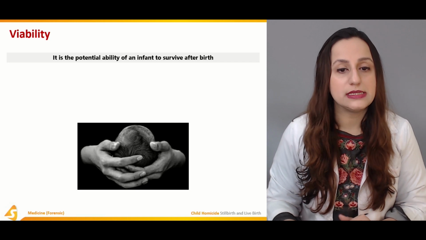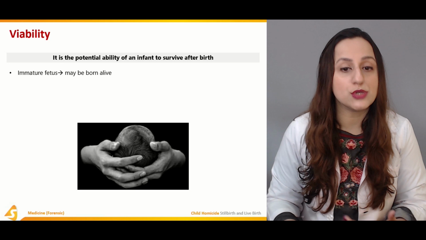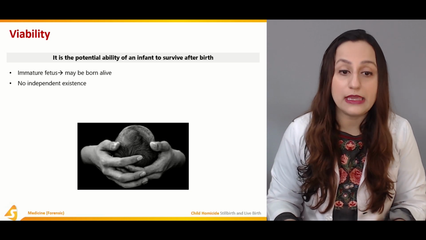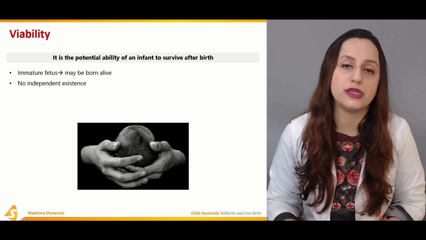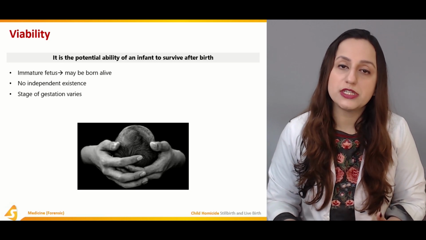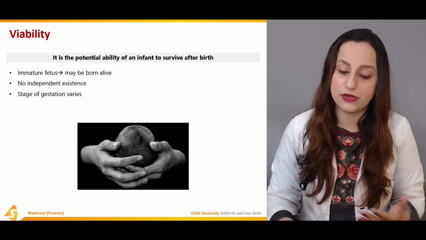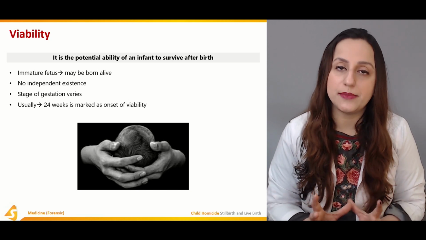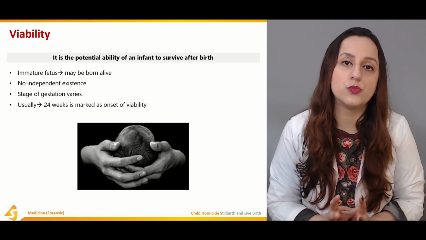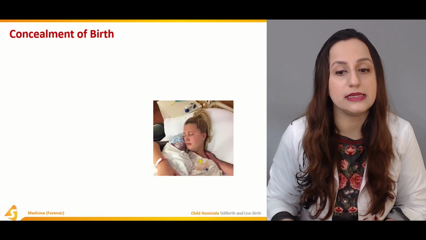Now, the age of viability, it is the potential ability of an infant to survive after birth, and the immature fetus may be born alive, and there is no independent or separate existence established over here. The stage of gestation varies, and it has to be calculated by the pathologist, whosoever is conducting the investigations. And usually the age of viability, when we are talking about it, is almost 24 weeks or after that. That basically comes under the viability age.